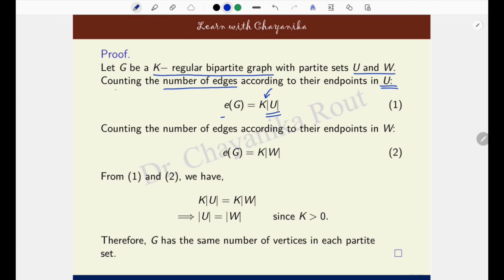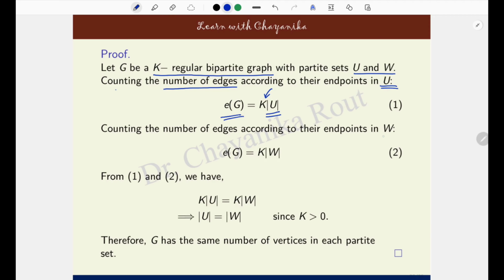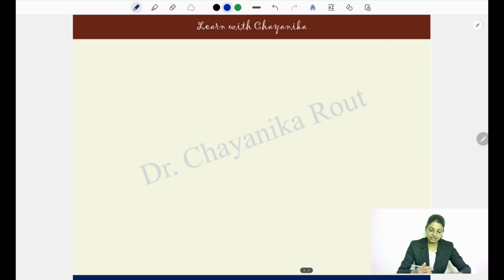That will give us the size of the bipartite graph, because this is how we calculate the size of any bipartite graph, by finding out the sum of degrees of all the vertices in one partite set. The same thing if we do with respect to the other partite set W, then we get the size of the graph in terms of the cardinality of W. Now, with the help of these two equations 1 and 2, we arrive at this, and since our k is greater than 0, we can cancel out k and we get that the number of vertices in the two partite sets are the same. Let us see this with an example.